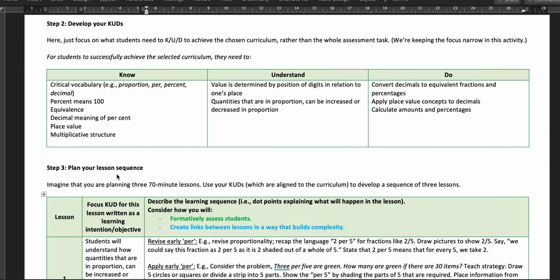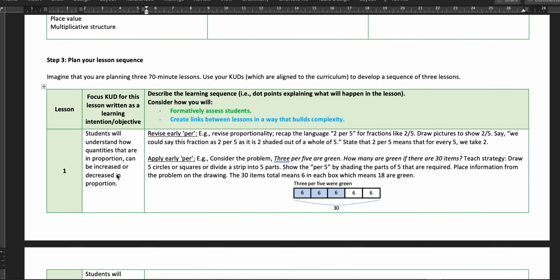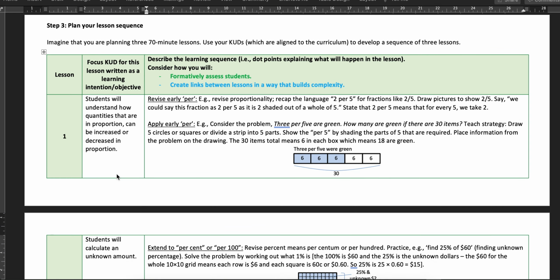So I can't remember if I already said this, but in this lesson plan, you don't necessarily need to include this much detail. Just keep the purpose of this activity in mind about practicing sequencing lessons, building complexity, checking for students' understanding.